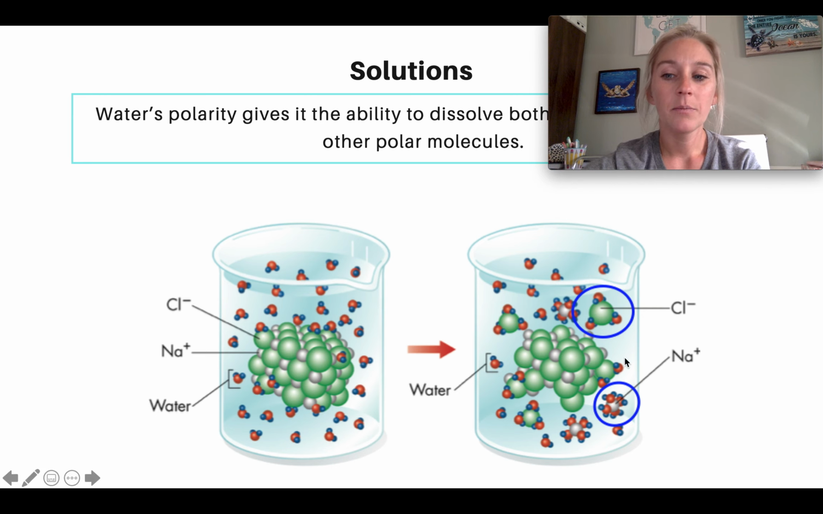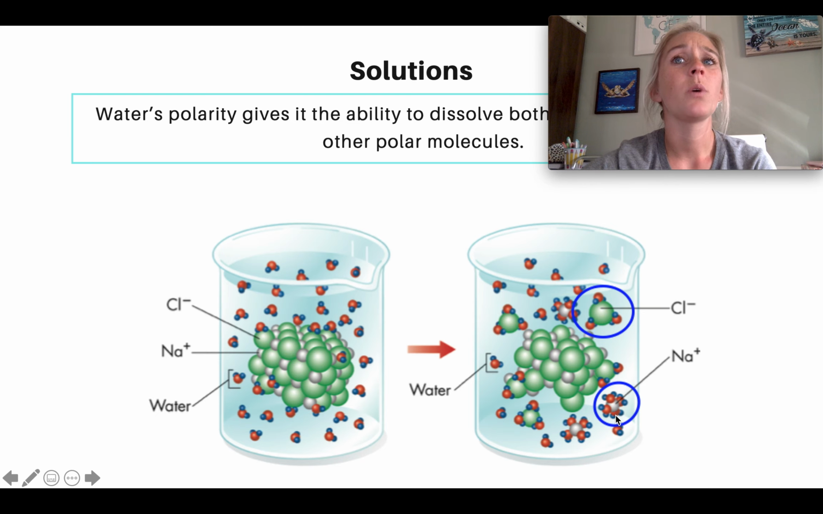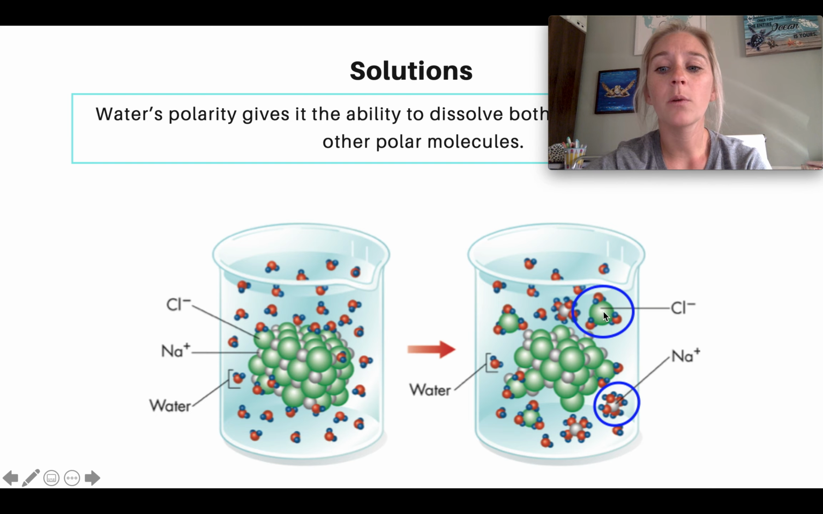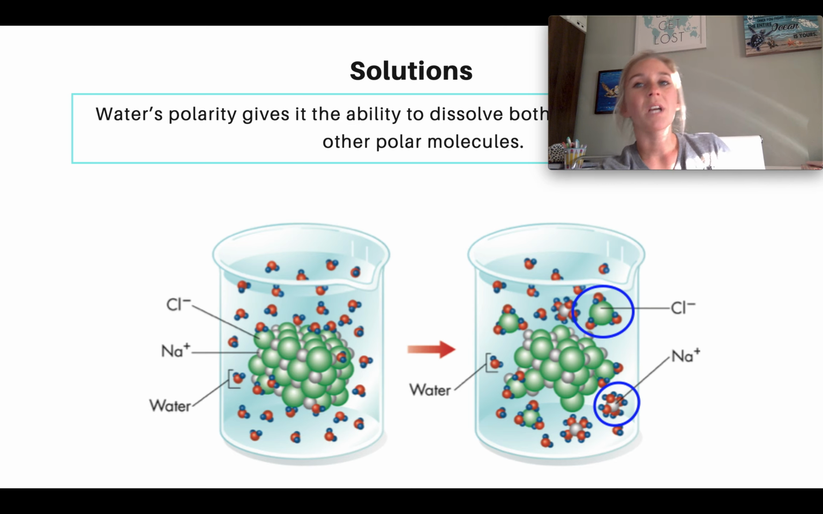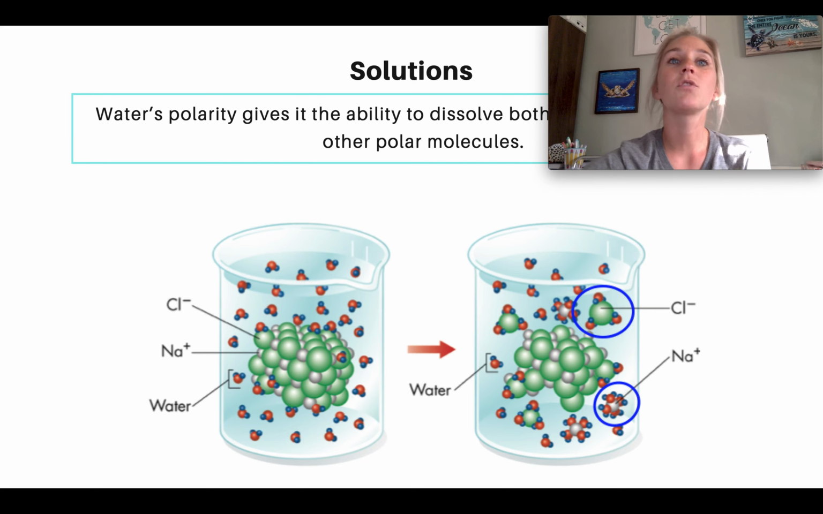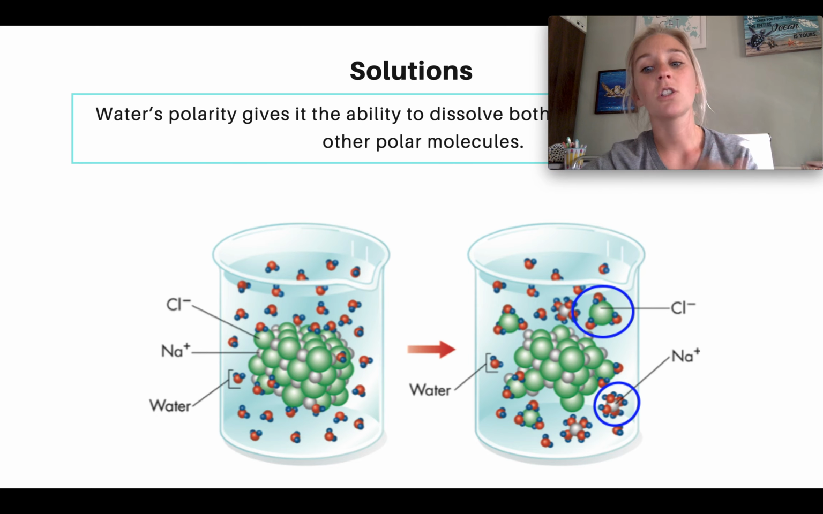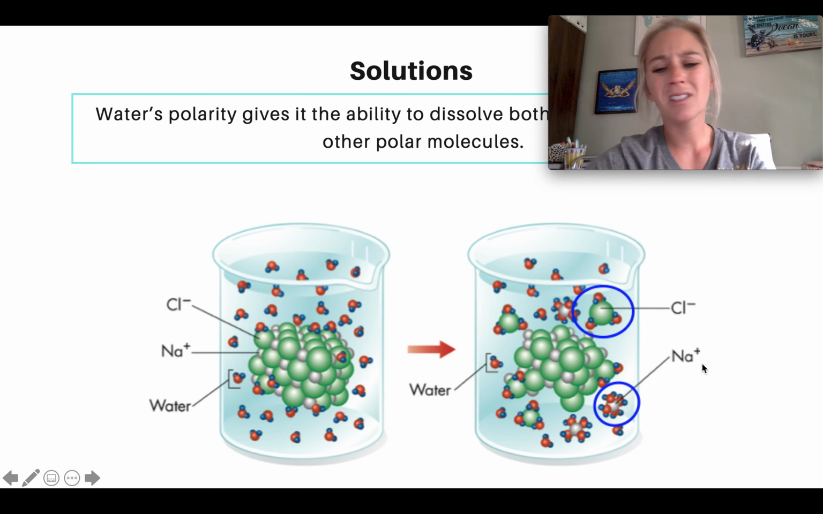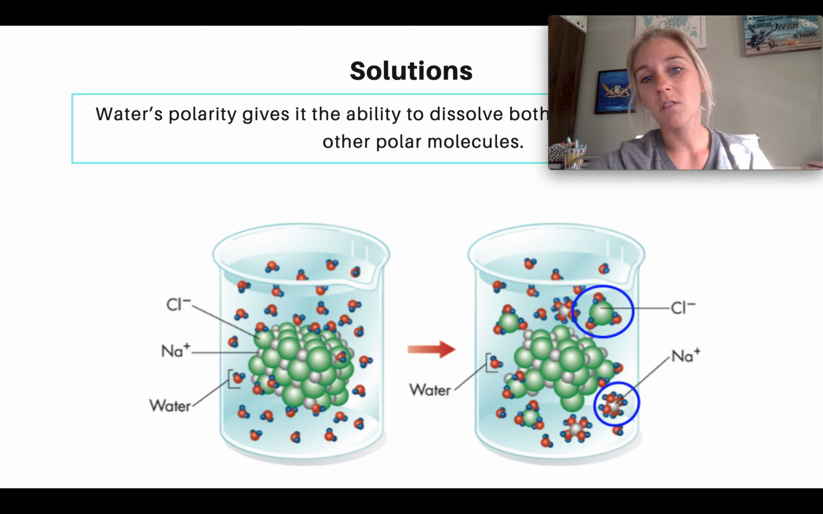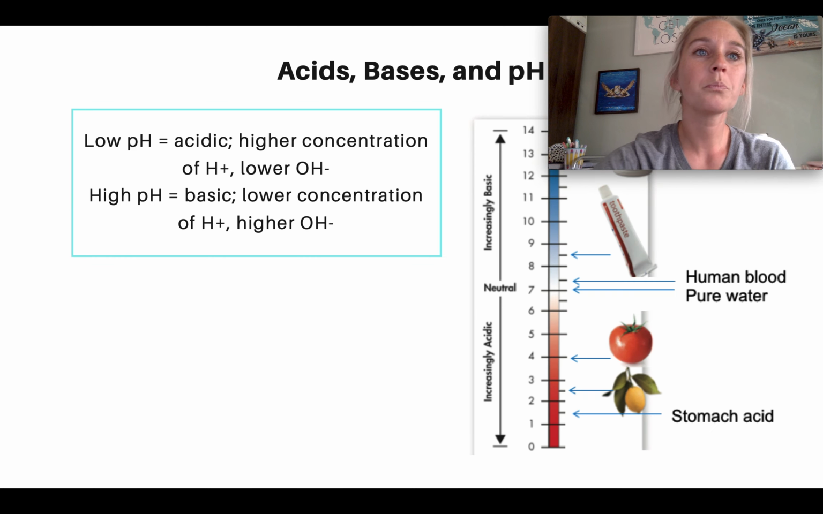The chloride bonds with the water molecules, and the sodium will bond with oxygen. The chloride will bond with the hydrogen, and the sodium binds with the oxygen molecules. Because hydrogen has a partial positive charge, it's attracted to the negative charge of the chloride. And oxygen has a partial negative charge, so it's attracted to the positive charge of the sodium. Water is a really good, versatile solvent because of the polarity of its water molecules.